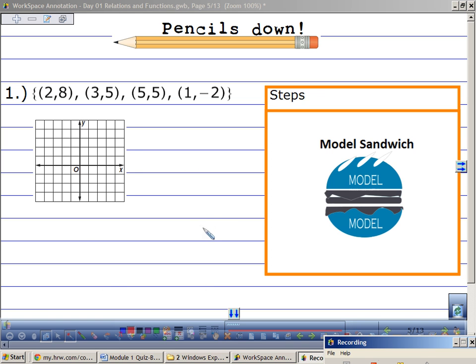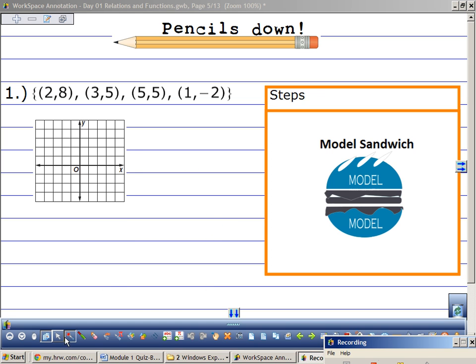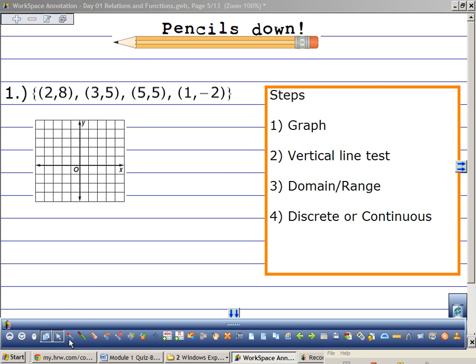All right, so the first thing we're going to do with this, we're trying to figure out whether this is a function or not. And we're going to state the domain and the range. I've got all these steps under here. I might as well just take them off.